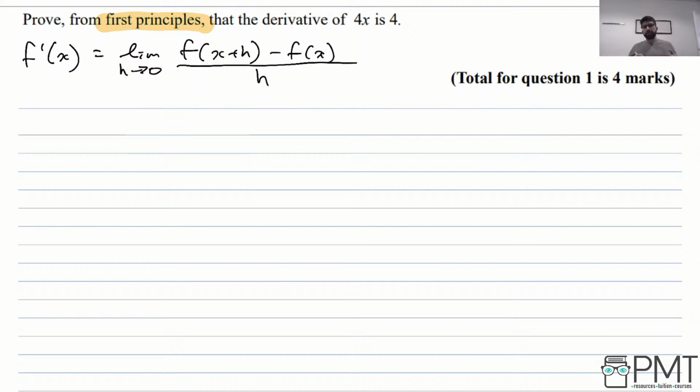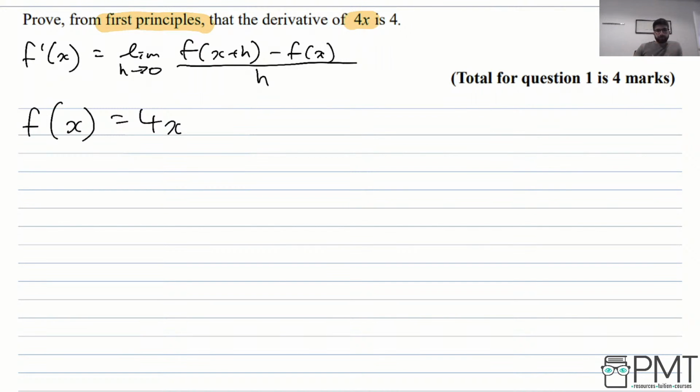I'm writing it here again so that we have it in front of us and we can substitute into the equation as we calculate the rest of the expression. So let's see what we have here. We have got f of x plus h and f of x in our formula. So the first thing we should realize is that the function f of x is 4x in this question. That's given to us there. That's our function. So we want to differentiate that from first principles.